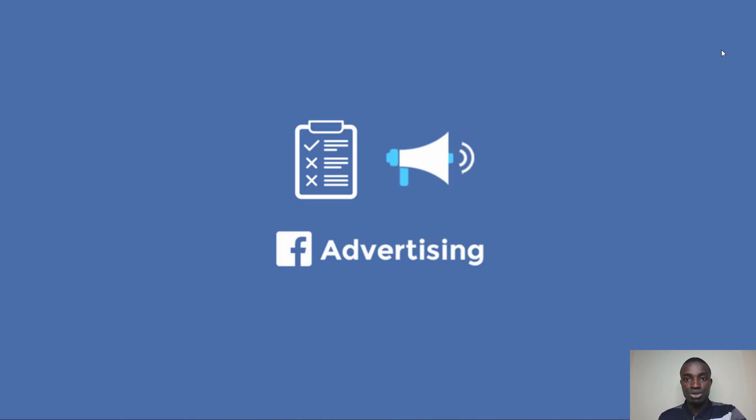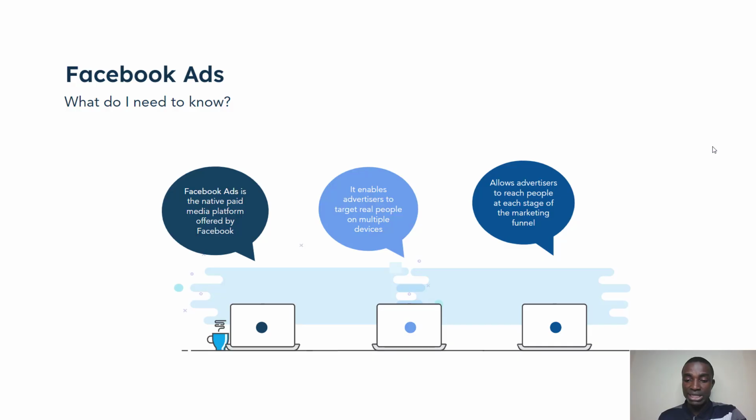We often hear Facebook ads. So what then is Facebook ads? One thing you must realize is that Facebook ads is a native paid media platform offered by Facebook, which means that it is a platform owned by Facebook, right now called Meta, which enables advertisers to target real people on multiple devices. A lot of people use Facebook, and also Instagram and WhatsApp. All of these are owned by Facebook.